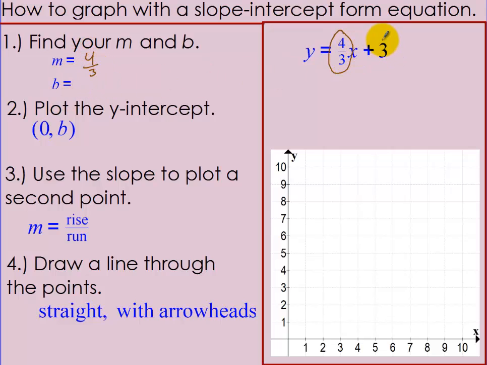And your b is going to be the number on the outside. That's +3, so it's going to be +3. Now, I found those 2 key points, the slope and the y-intercept. I want to plot the y-intercept.